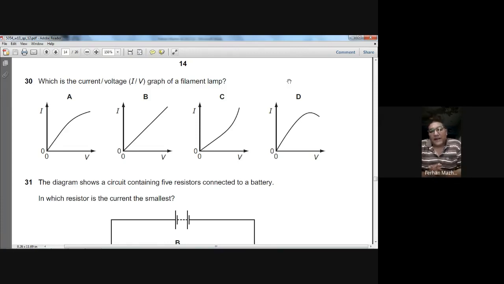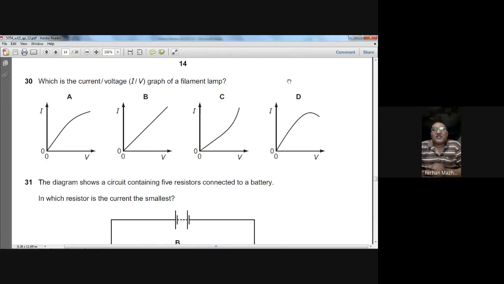So whatever will be happening to the slope, the opposite will be happening to the resistance. And I told you in the start that in the filament lamp, as you increase the voltage, the resistance of the filament lamp increases. It means that the slope should decrease. So as the voltage increases, the slope should decrease. And this is happening not in the B, not in the C, and not in the D.